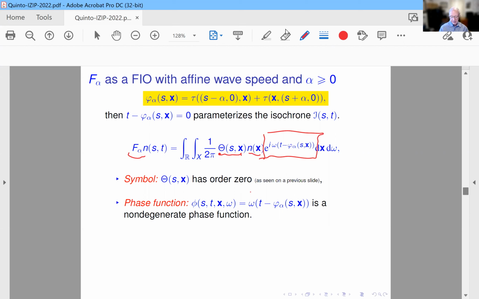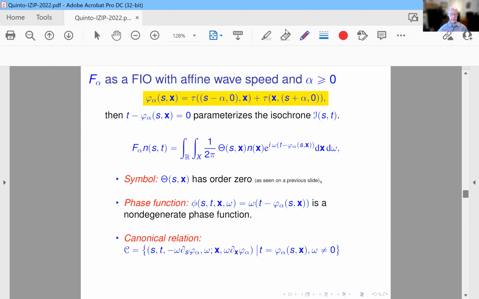And the phase function is often a non-degenerate phase function. The projection on T star Y is fine because t is isolated, but we need to know that the gradient of phi alpha in x is non-zero, which is an appropriate condition for the isochrones to be well-defined smooth curves. Okay, good.